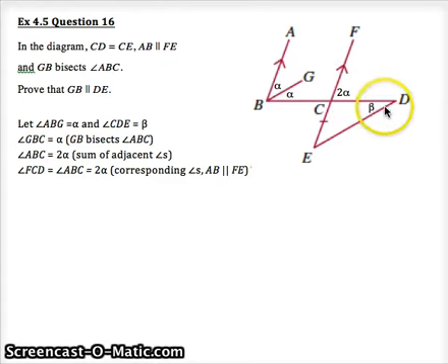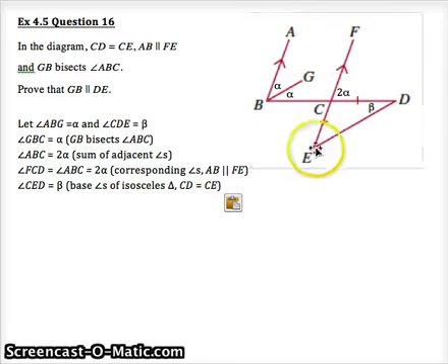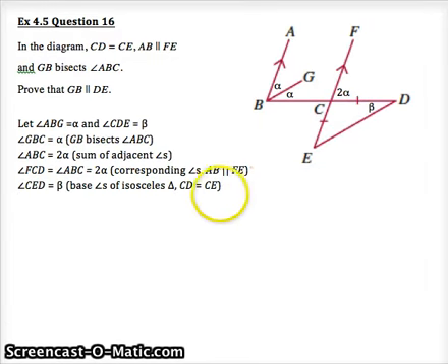So let's work in this triangle here. If we know that we've got our angle at beta here, which is at D, we know that this angle down here at E would also be beta. So we'll just write that up. So angle CED equals beta. Reason: base angles of isosceles triangle, CD equals CE. Now you need to say that CD equals CE because the question never stated that triangle CDE is isosceles. Now, we'll just mark that beta in on the diagram as well.